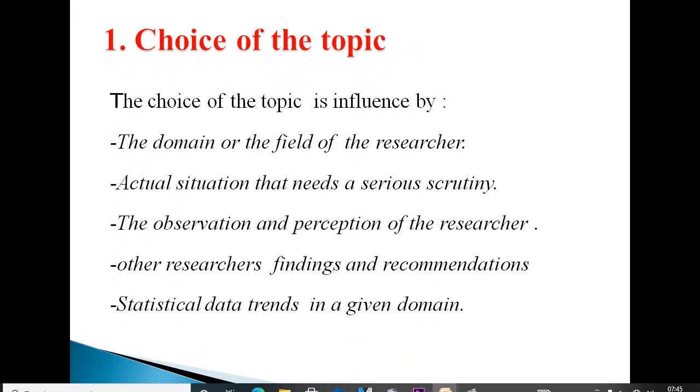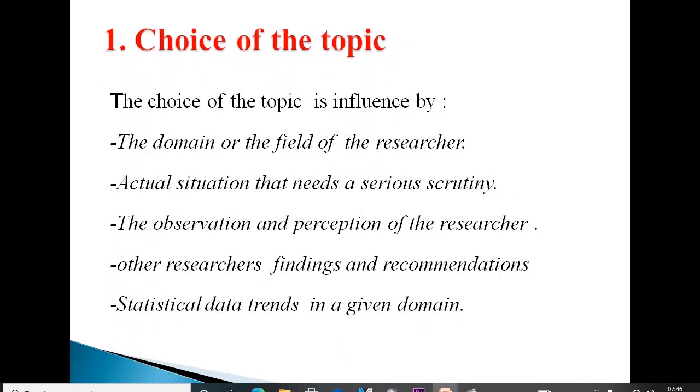In fact, if a researcher has followed clinical psychology, he cannot choose, for example, a topic in economics. So he must choose a topic which is in his domain. Number two, there is the actual situation that needs serious scrutiny, for example, an outbreak of a disease.